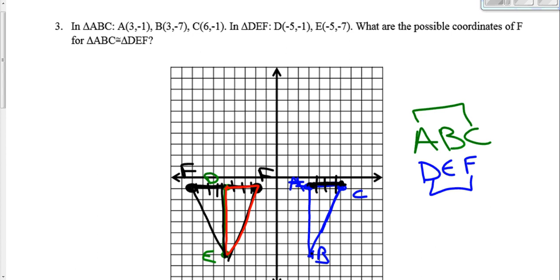All right, now, for those of you thinkers out there, you also could have found F another way. So looking at triangle ABC, I also know that C, I could have drawn a slope step and figured out the distance from B.